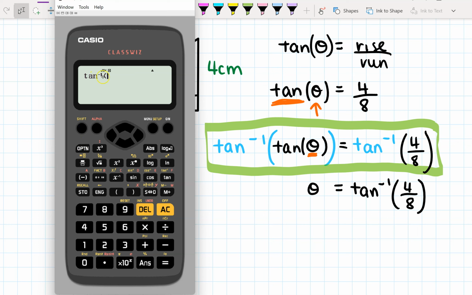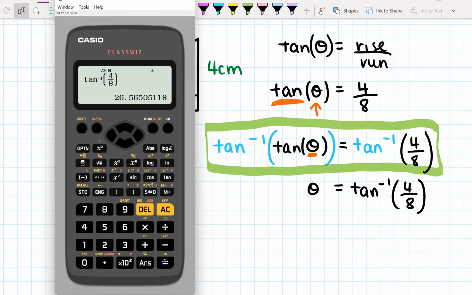You can see the little -1 up here on the screen. So we have the inverse tan of 4 divided by 8. You could also use the fraction button. I'm going to use the fraction button on this one. Most of you don't have the calculator with the fraction button, but if you use your ABC button, it does the same thing. I just don't have that on the screen, unfortunately. So the inverse tan of 4/8, if you press equals, will give you this number here.